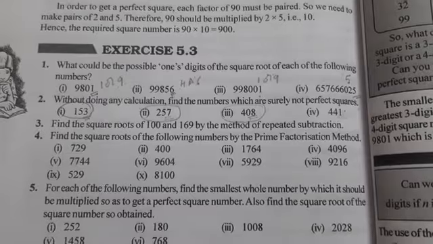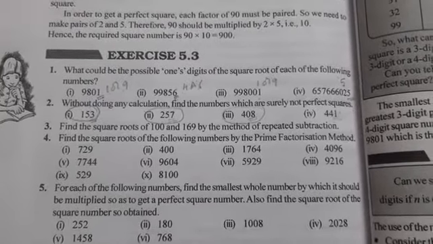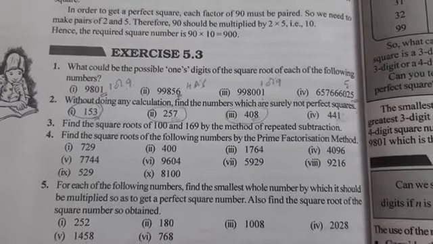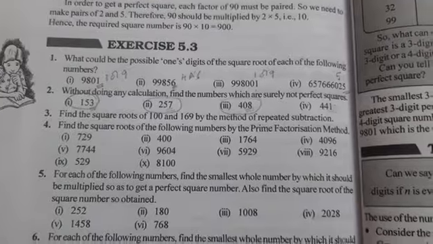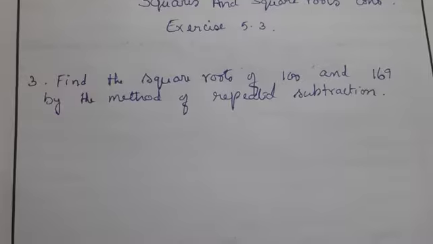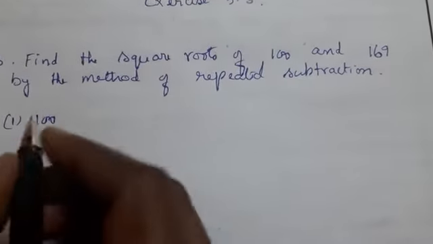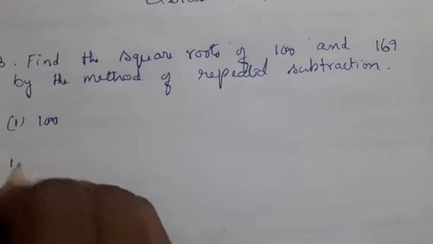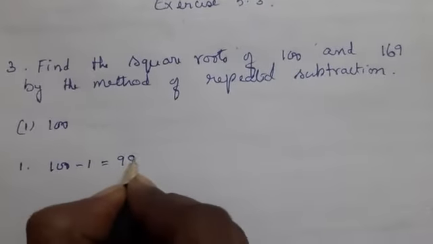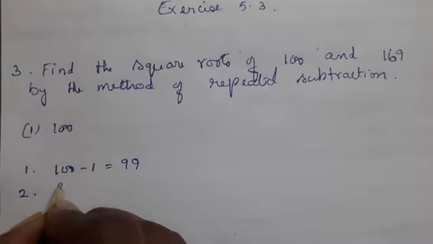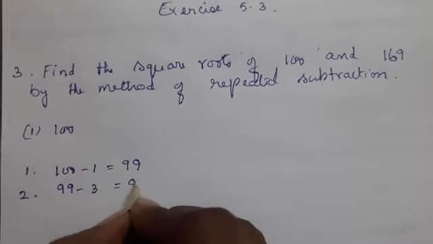Next, find the square root of 100 and 169 by the method of repeated subtraction. You don't do it quickly, do it with patience. Okay, so we'll see how to do it. First we will take the number 100. First one, 100 minus 1, how much? 99. Second, 99 minus 3.